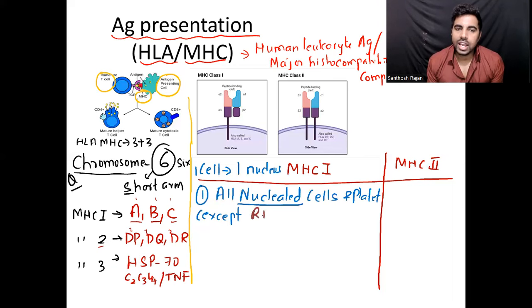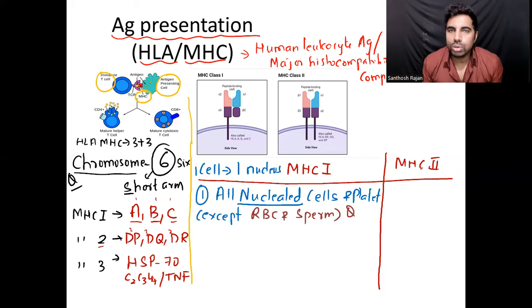Except RBC and sperm, there is no MHC. Except sperm and RBC, there is no MHC. This was a question frequently asked, so remember that. MHC2 present where?